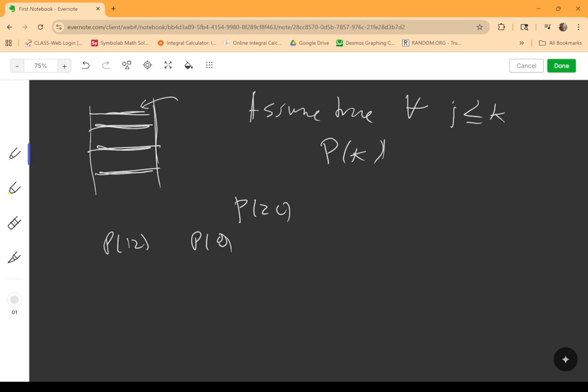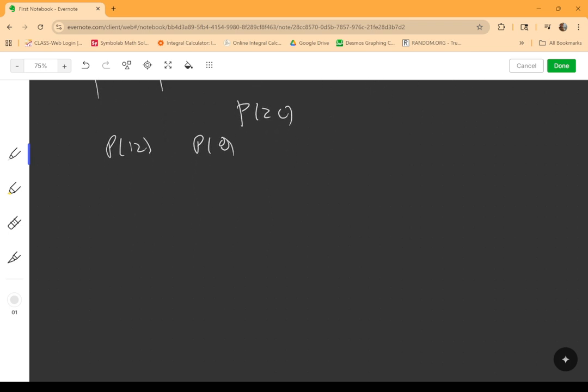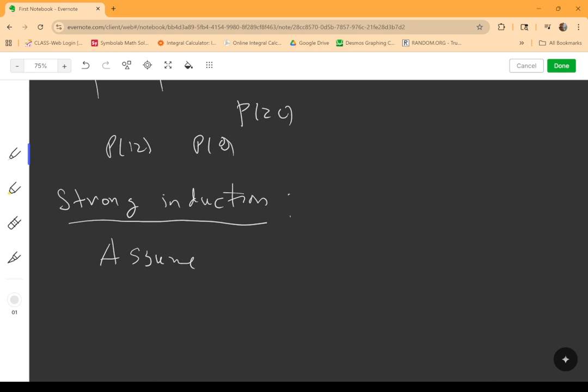All right, so here's how we go about proving by strong induction. So here is the approach. We assume p of j true, and this will work for all j less than or equal to k.